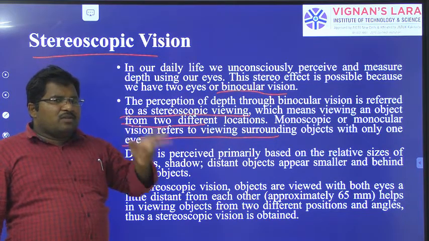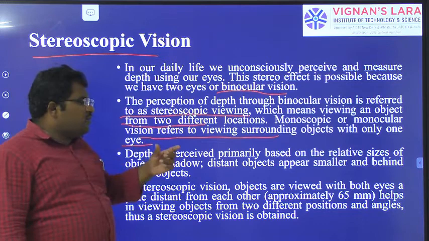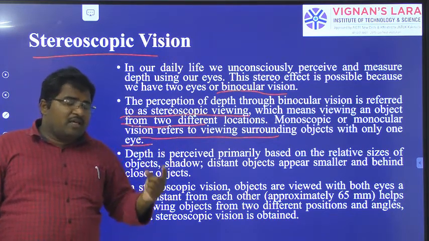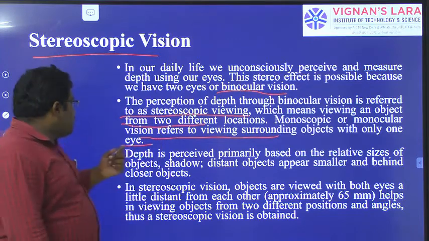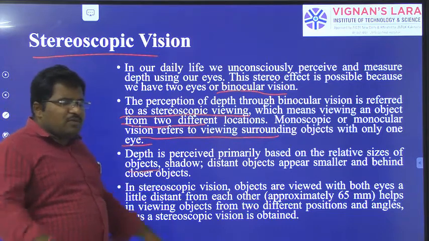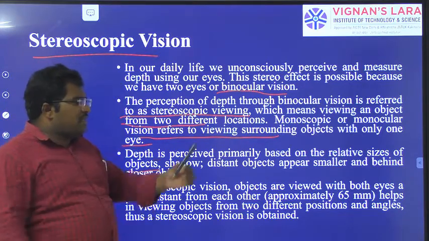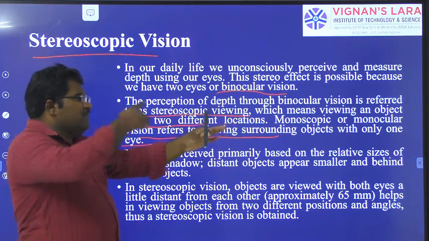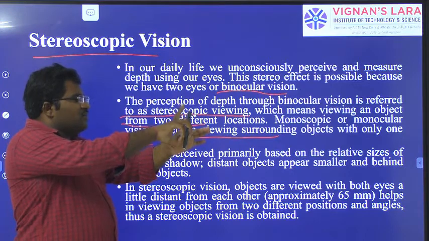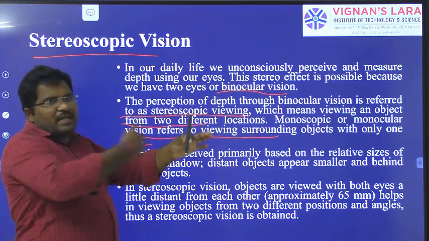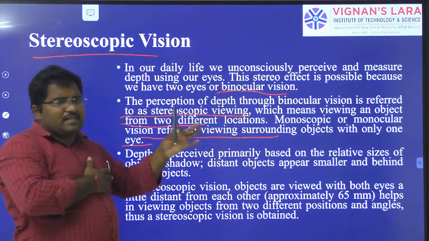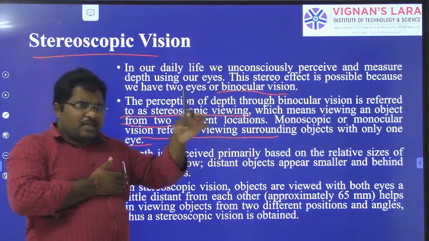Stereoscopic means with the two eyes we are going to see, and we are going to assume resolution as a 3D image. From there we are going to tell volume and depth, right? So that depth is perceived primarily based on the relative size of the object. With the relative size we can say, if I am taking this particular pen, I can see with this top, I can see with the bottom. So rays from this side, rays from this side are going to tell what is the height of this much. It may not be exact, but with approximation I can say the height.